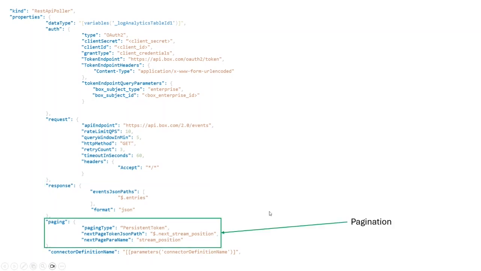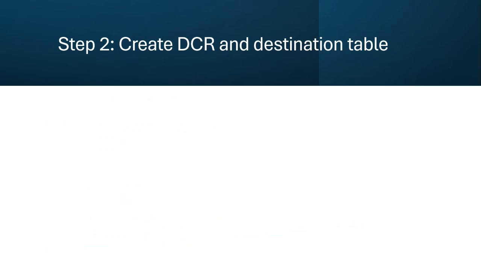And lastly, the pagination. Again, in the JSON path, the specific property in the JSON response that I need to grab is next stream position, okay? And the way that I specify that in the next request, the next page parameter name is stream_position, right? So this is how I define it. Okay, so we have our REST API Polar. So this is all that we needed to do to pull data successfully from Box. Fantastic. Let's go to the next step. As we said, the next step is to create the data collection rule and the destination table.